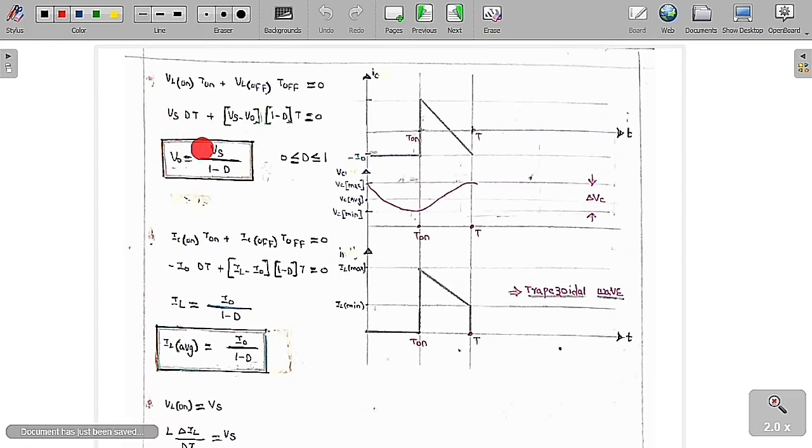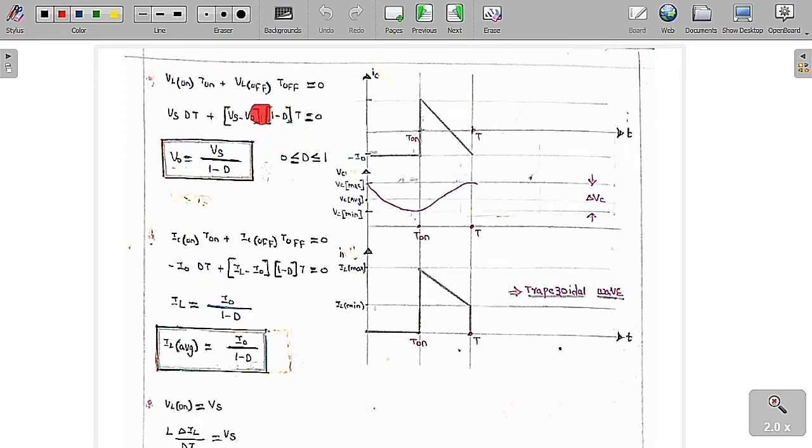Now we are going to apply the basic principle, which is that the average voltage across the inductor is always equal to 0. So VL on into T on plus VL off into T off is equal to 0. VL on is equal to Vs, T on is equal to D into T, plus VL off, which is Vs minus V naught, into T off, which is 1 minus D into T, is equal to 0.